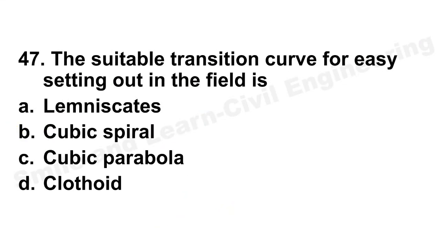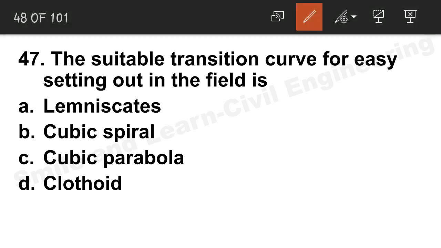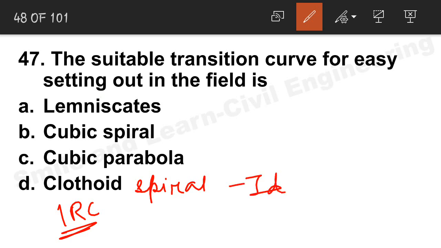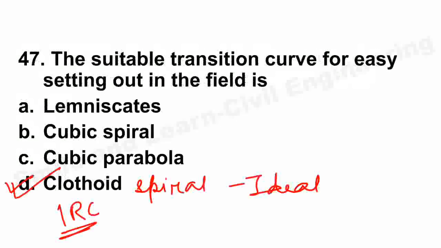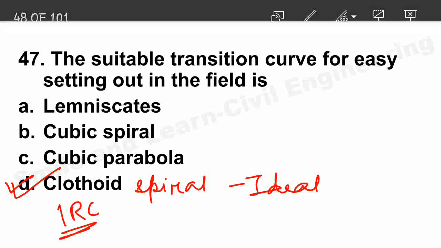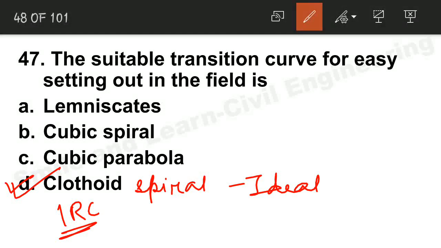Next question: the suitable transition curve for easy setting out in the field. Now you see, IRC specifies that the clothoid spiral is the ideal transition curve. Okay, the correct answer is option D. Next question. A cubic spiral is also a possibility, but this is not correct, since this does not occur in the case of roadways. This is probably in the case of railways, or cubic parabola.